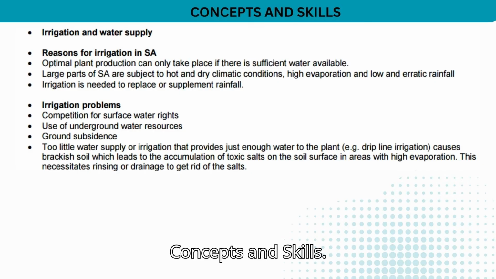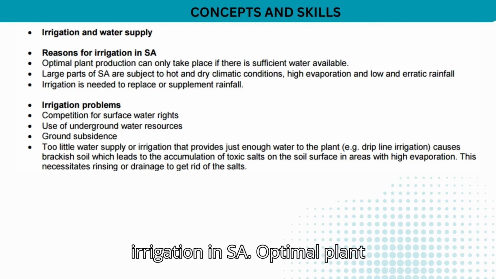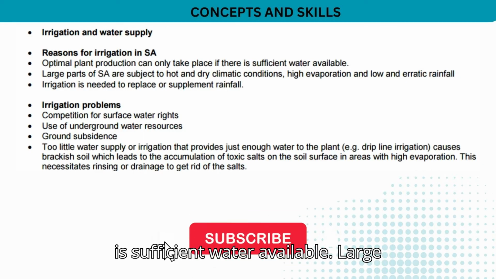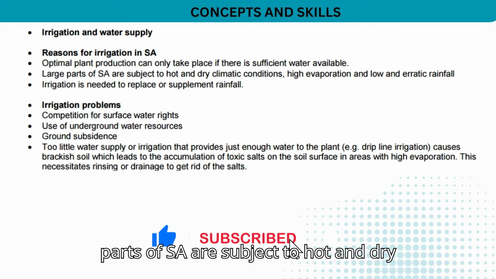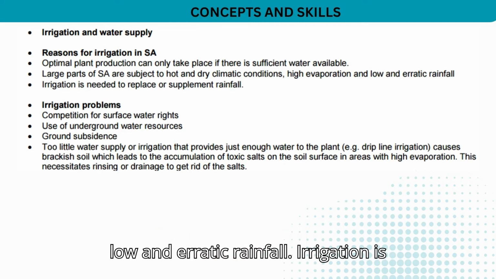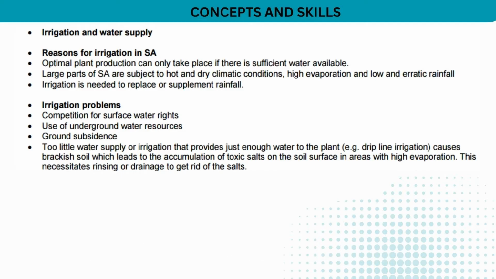Concepts and skills. Irrigation and water supply. Reasons for irrigation in SA. Optimal plant production can only take place if there is sufficient water available. Large parts of SA are subject to hot and dry climatic conditions, high evaporation and low and erratic rainfall. Irrigation is needed to replace or supplement rainfall.